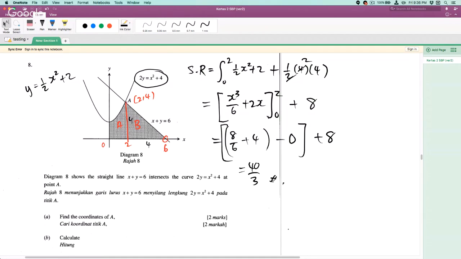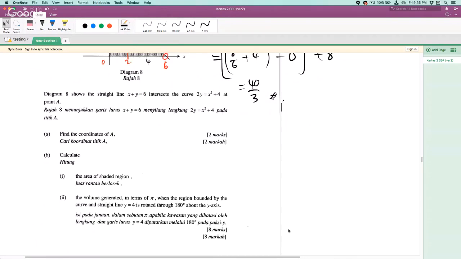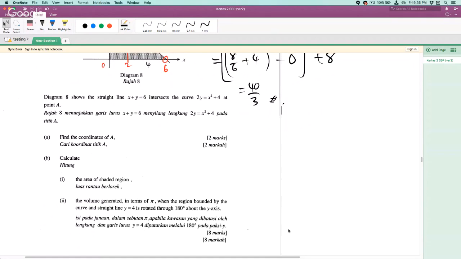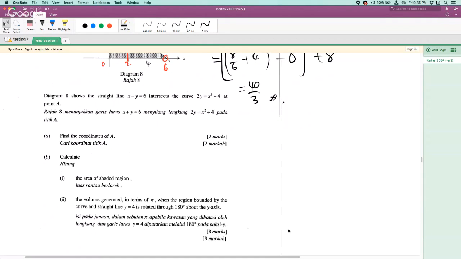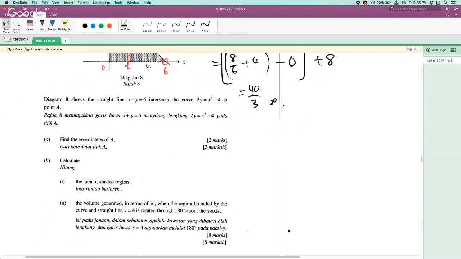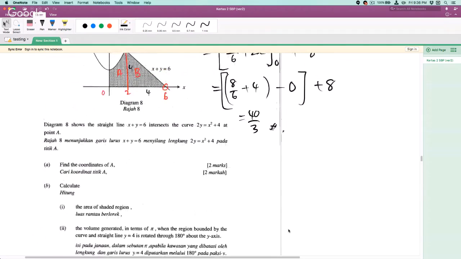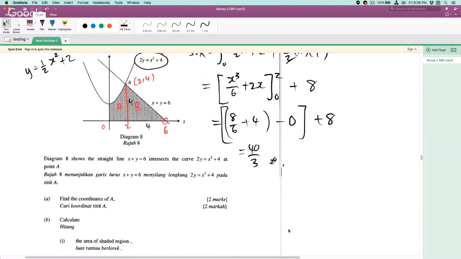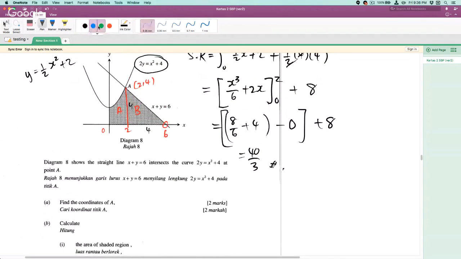It's not too difficult as long as you understand it. Then the second part: the volume generated in terms of pi when the region bounded by the curve and y equals 4 is rotated 180 degrees about the y-axis. Let me draw y equals 4 first. That means it must pass through A, because at A the y value is 4. So this line is y equals 4.